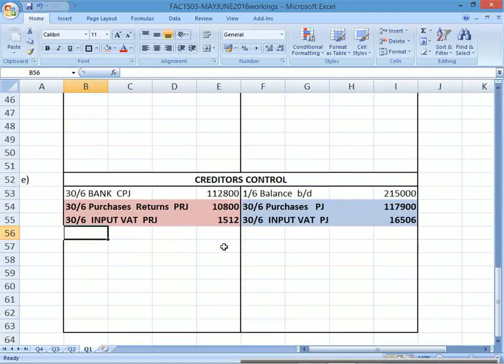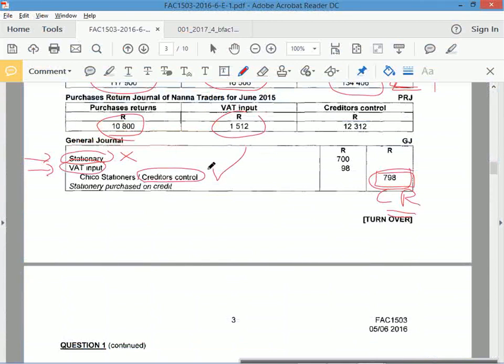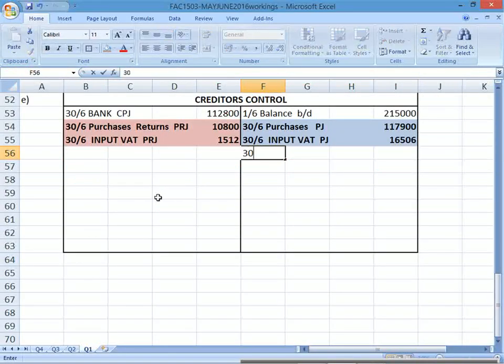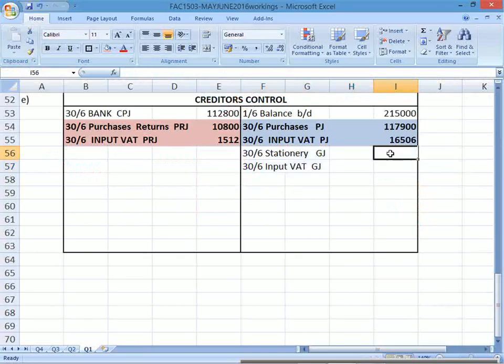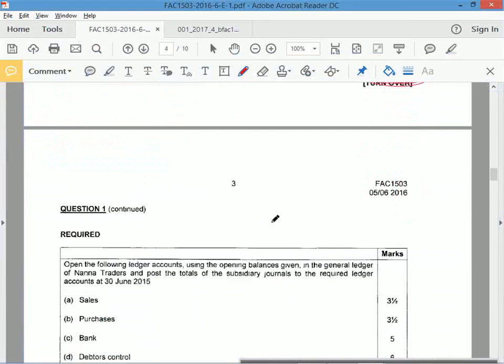Right, so go to your creditors. What date was this? They didn't give you a date, so I'm just going to use the last date of the month. Stationery from the general journal. Input VAT from the general journal. So credit the creditors with stationery and input VAT, 798, from the general journal. Is that it? Yes, that's it.